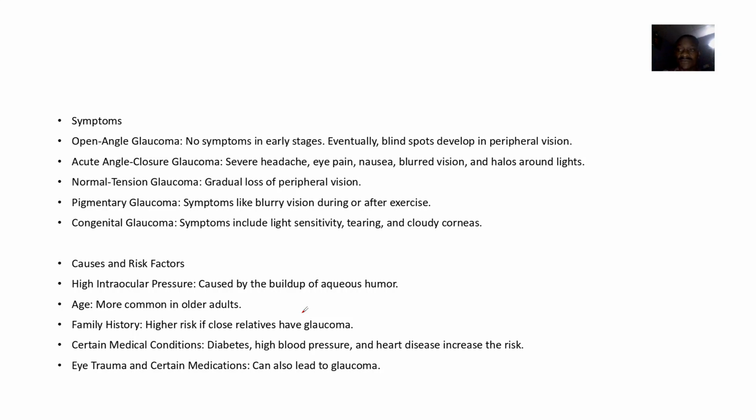Symptoms: each different type of glaucoma has different symptoms, right? So with open angle, eventually blind spots develop in the peripheral vision. For acute angle closure glaucoma, there's severe headache, eye pain, nausea, blurred vision, and halos around lights. Normal tension glaucoma, there's gradual loss of peripheral vision. Pigmentary one, you have blurry vision, mostly during exercise or after exercise. Congenital one, we say that symptoms include sensitivity to light. You just keep crying, tearing. Cloudy corneas.